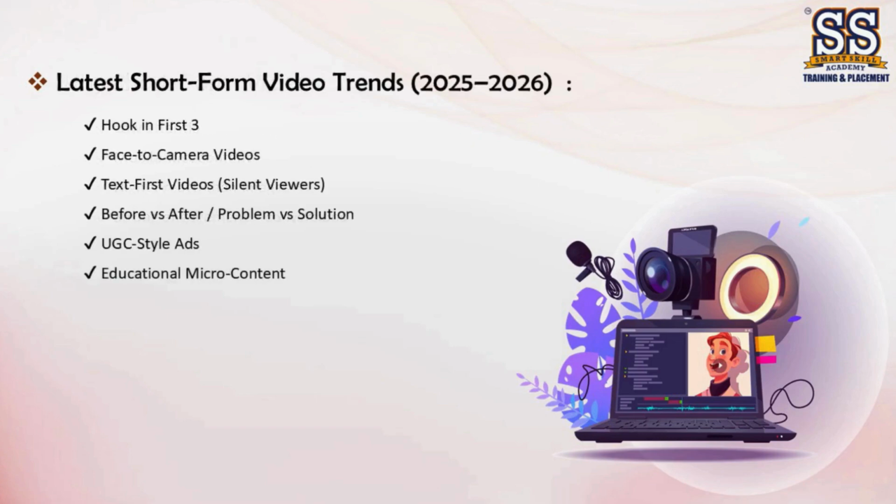If you want to dominate social media in 2025 and 2026, you have to master the art of the short-form video. Let's break down the 6 pillars currently driving the highest engagement. First, the 3-second rule is non-negotiable. If you don't hook your viewer in the first 3 seconds, they're gone. Combine that with face-to-camera content, audiences crave human connection and authenticity more than high-budget production.